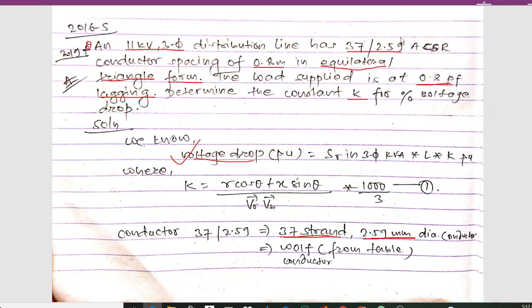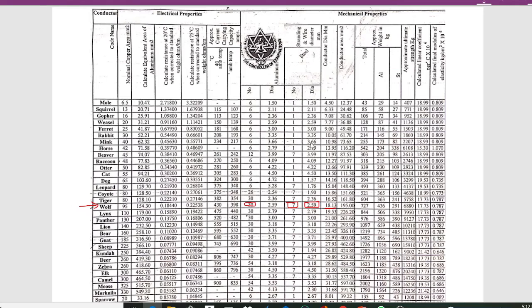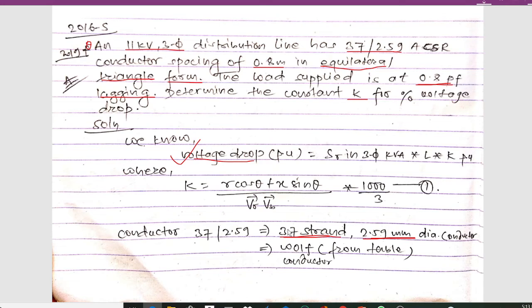And from the ACSR conductor table you can see that 37 strands means 30 plus 7, so 37 strands, and here we have 2.59 mm diameters. This is for the Wolf conductor, and its conductor diameter is given as 18.13 mm. So we can say that this is the Wolf conductor from the table.